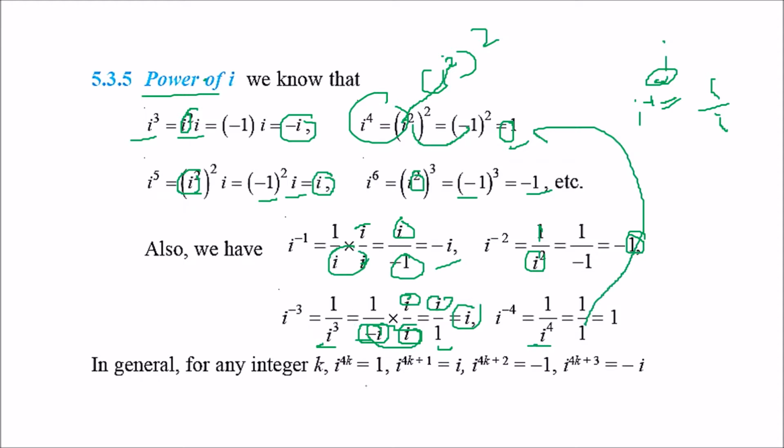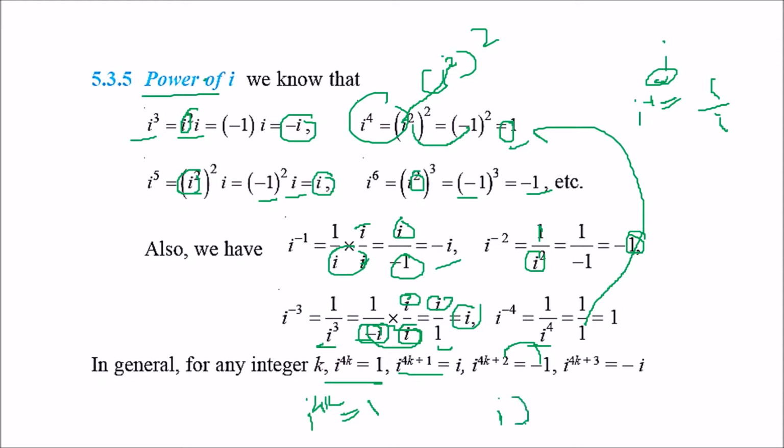So you have to just learn and understand that i to the power 4k is 1. i to the power 4k plus 1 is i, i to the power 4k plus 2 is minus 1, and i to the power 4k plus 3 is equal to minus i.